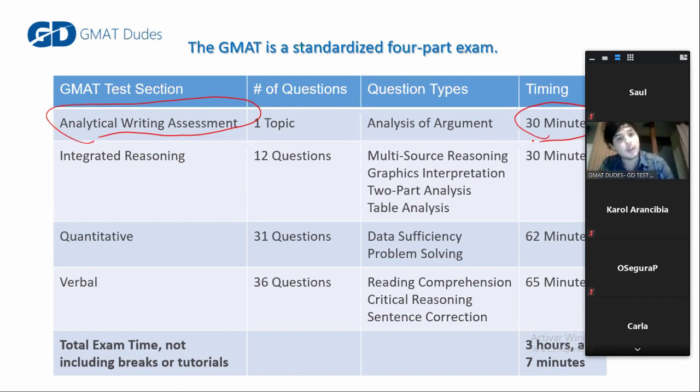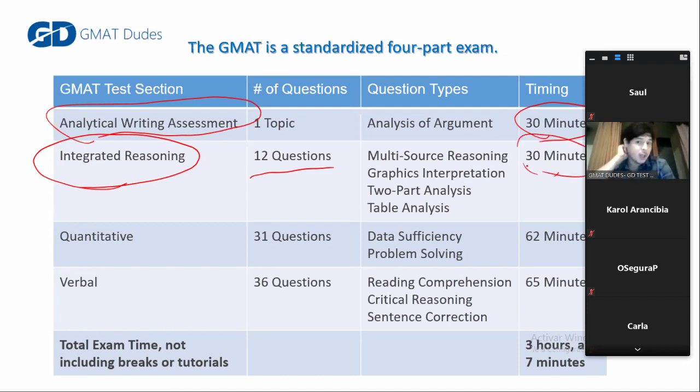The second section of the GMAT is the integrated reasoning section, also known as the IR section. For this section, you're going to be given 12 questions, and you're going to be given 30 minutes. This section evaluates your multiple source reasoning, graphic interpretation, two-part analysis, and table analysis capabilities.